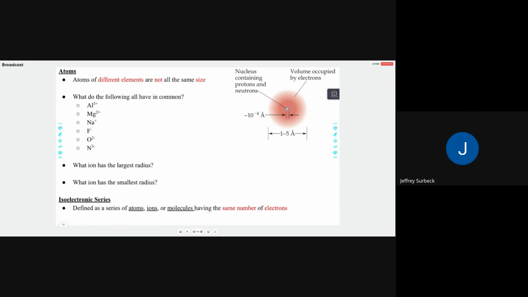Okay, very, very small. Now, the first statement here says atoms of different elements are not all the same size. Okay, so I want to go further than this. I want to ask why. Well, the answer is pretty simple, right? Every atom is going to have a different number of valence electrons, and because of that, they're going to occupy different numbers of energy levels.